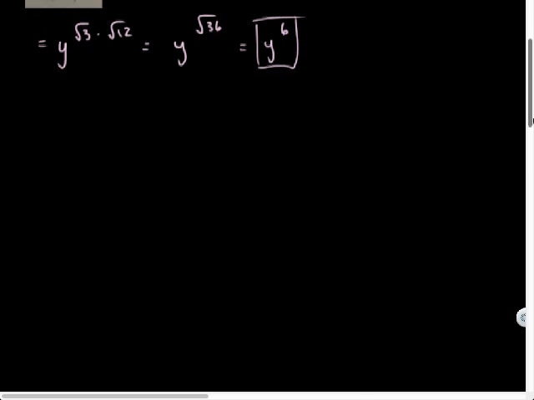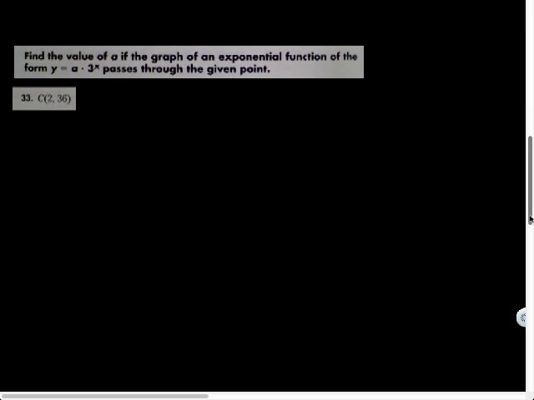So there we go, 27, proper exponents. That's all you do. 33 is a little bit different here. It says, find the values of a. So this a is not the word a. It's the variable a, the coefficient piece here. It says, if the graph of an exponential function of the form y equals a times 3 to the x passes through the given point.